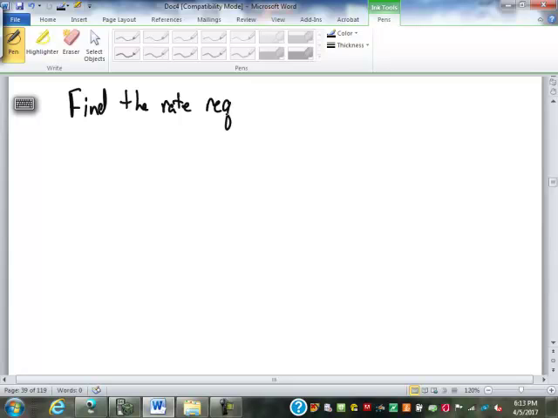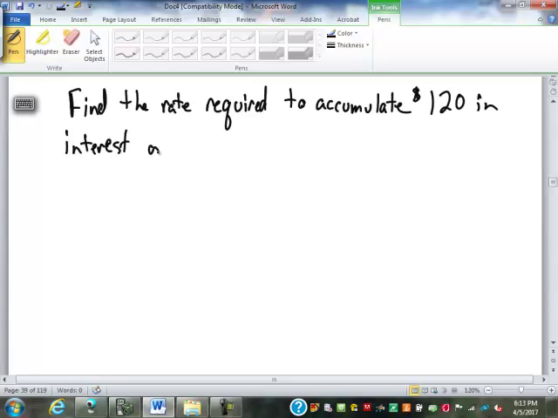So I'm going to have you try this one. Find the rate required to accumulate $120 in interest on an $8,000 loan in 3 months. Give that one a shot.